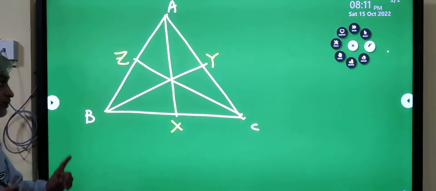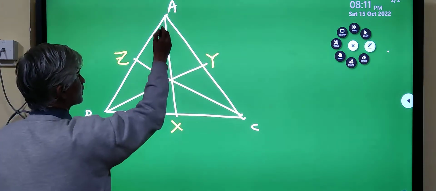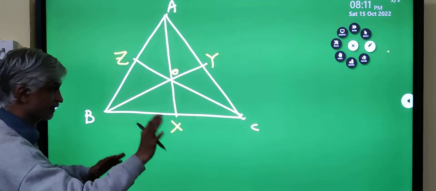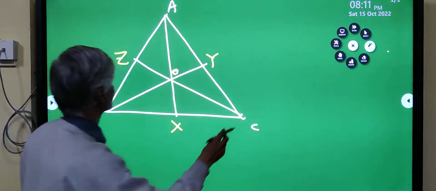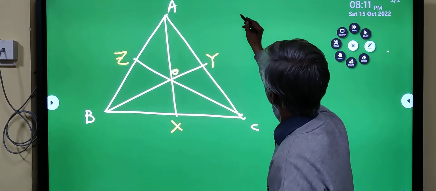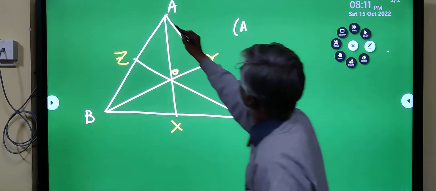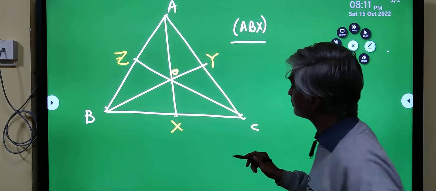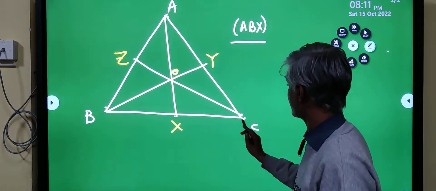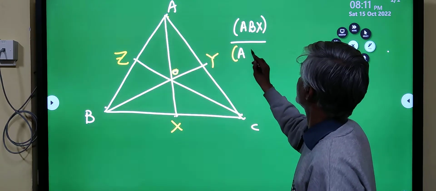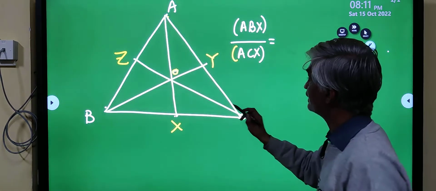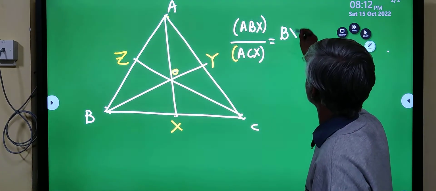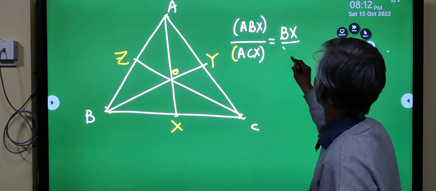So let me tell you the first step. Let me call the point of concurrency O. The first step is something that, when I write it down, you will quickly realize that there is no problem in accepting it. The area of ABX divided by the area of ACX, one quickly realizes, is equal to BX divided by XC.